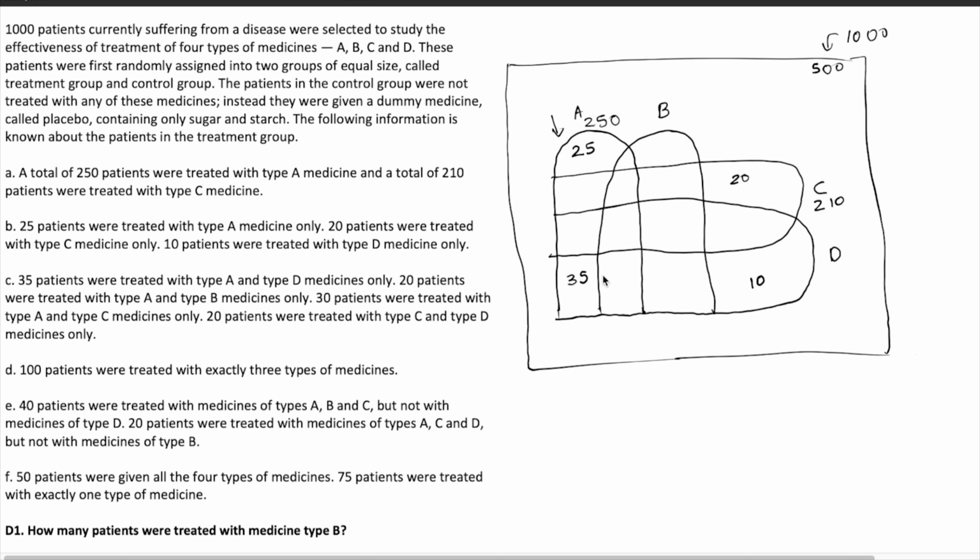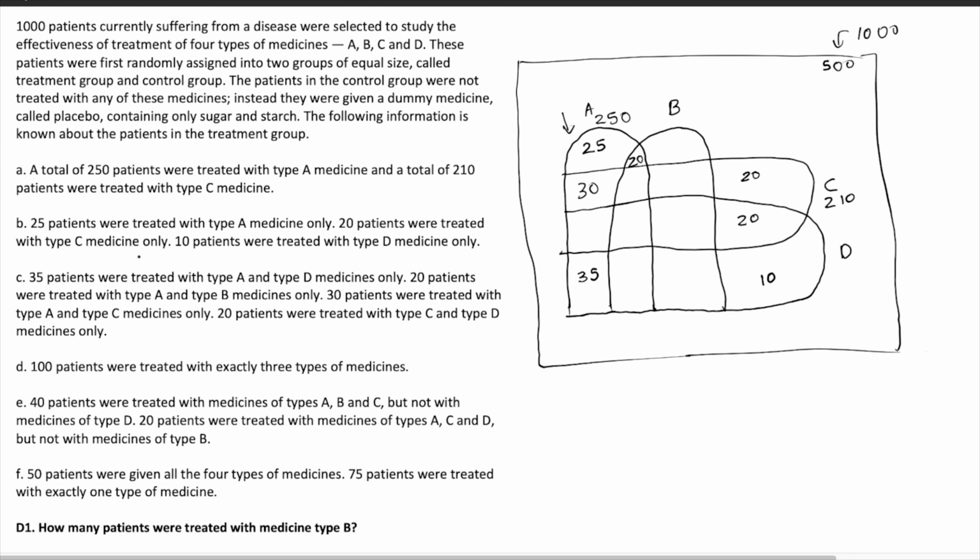20 patients were treated with type A and type B medicines only. So A and B only is represented by this partition. We will write 20 over here. 30 patients were treated with type A and type C medicines only. A and C is represented by this partition. So 30 here. 20 patients were treated with type C and type D medicines only, which is this one. So we write 20 here. So we move on to the next point.